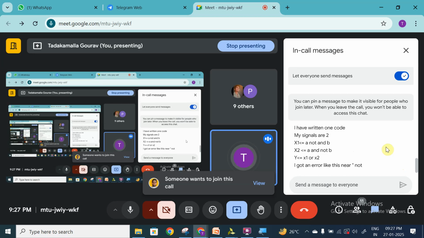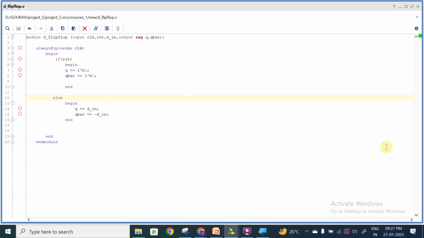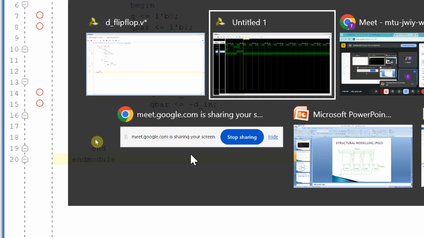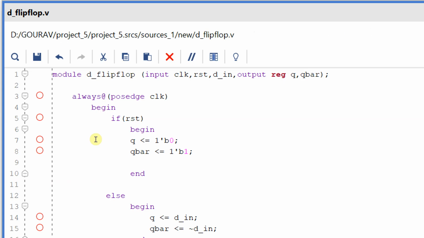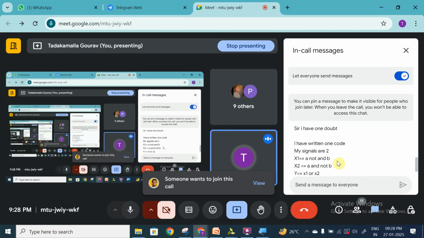We cannot use the symbol not. We cannot write the keyword not. If you want to use the operator for not, I will show you. You can use the exclamation operator or this operator. This symbol is for not. You cannot write not, okay, this is not present. Yeah. So others, is it clear? Only I got few responses.